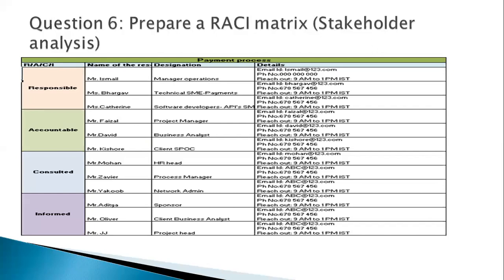I have Mr. Bhargav, a technical SME. I have Miss Catherine, software developer. Again, for accountable, I have a few people and their contact details. Like that, I have created a RACI for one process because I feel it's a very big process and it needs a specific team to do this process successfully. This is one of the main issues I'm facing, right? Faster payments. So I have created a RACI for this one big process.